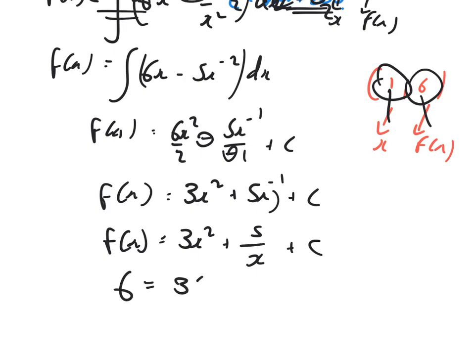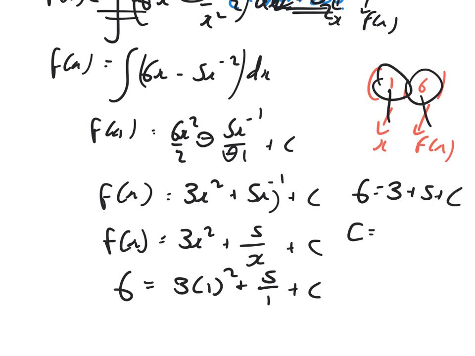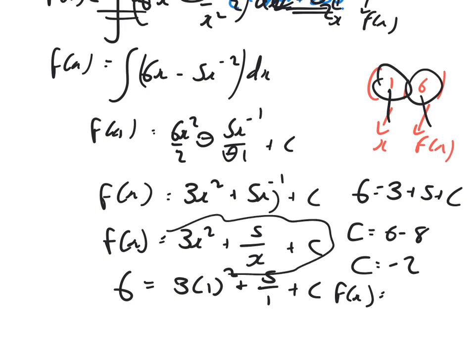So 6 equals 3 lots of 1 squared plus 5 over 1 plus c. 6 is equal to 3 plus 5 plus c. C is equal to 6 minus 8. C is equal to minus 2. So the original function then is f of x equals 3x squared plus 5 over x minus 2.